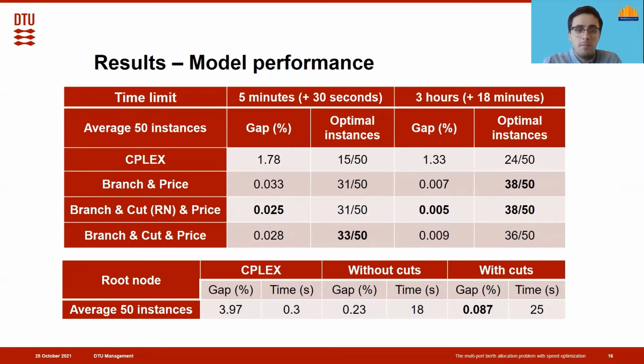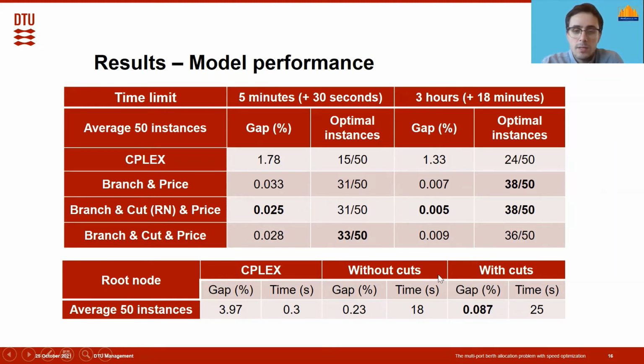A summary of the performance or the results. We have the results for the 2 time limits, where we show the average optimality gap across the 50 instances for the Cplex, for the MPBAP formulation, and also the 3 variants of the branch and cut and price. We could see that the proposed methods are able to achieve quite tight optimality gaps within the 5 minutes already, and all of them are able to find more optimal solutions than Cplex in more than 3 hours.